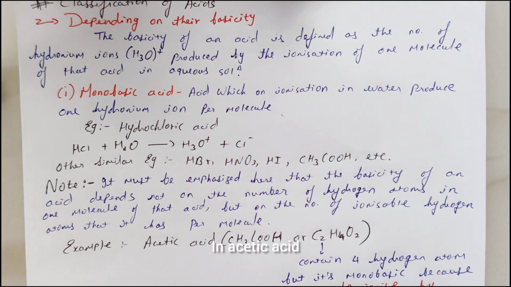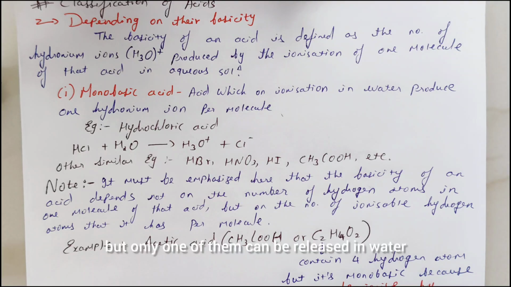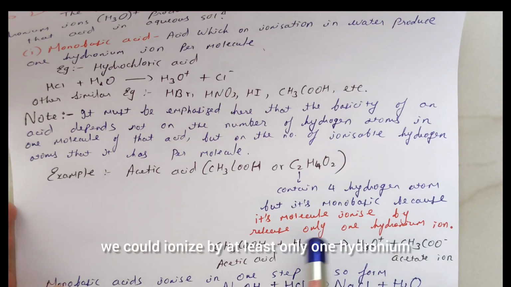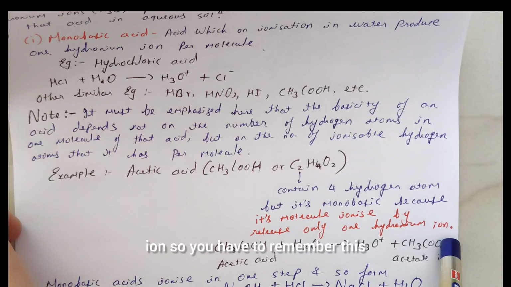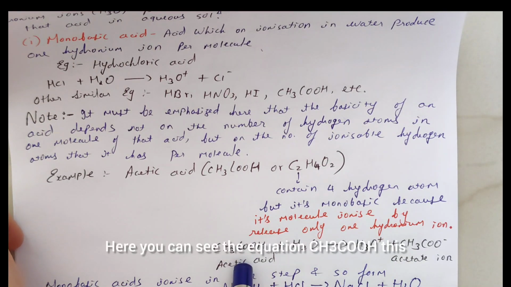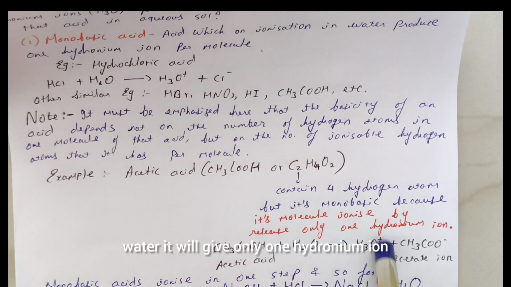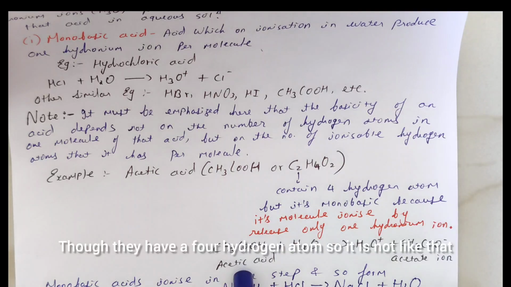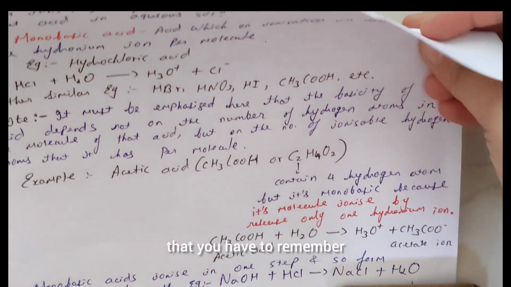In acetic acid, there are a total of 4 hydrogen atoms, but only one of them can be released in water, so it is monobasic. So please remember, it is not that the number of hydrogen atoms is equal to the number of hydronium ions. It is important how many hydronium ions are released in water. The molecule ionizes and releases only one hydronium ion. Here you can see the equation, CH3COOH plus water, it will give only one hydronium ion, not 4, though it has 4 hydrogen atoms. This is a very important point that you have to remember.